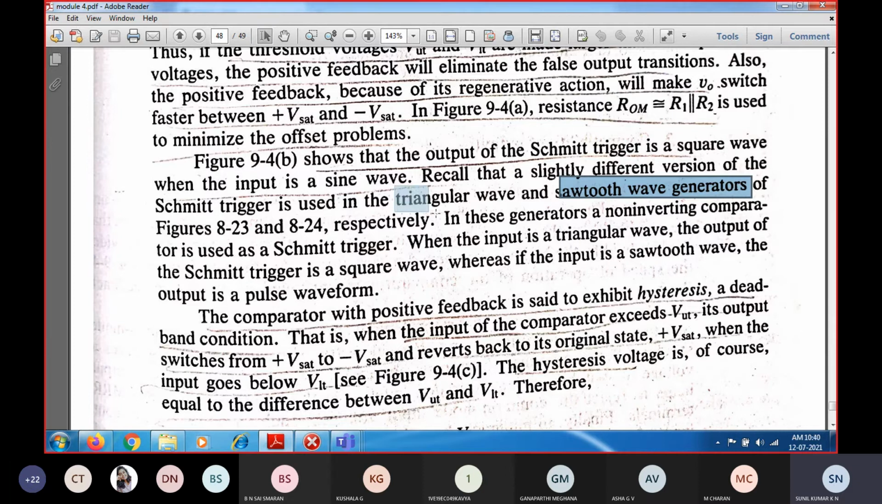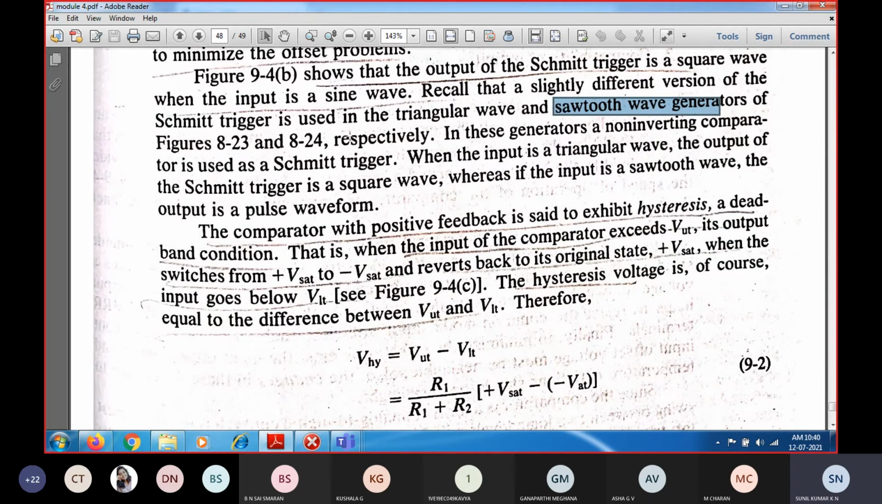Irrespective of whether it is a triangular wave or sawtooth wave, or ramp, any type of input, the output will be square. When the input is a triangular wave, the output of the Schmitt is a square wave. Even if the input is a sawtooth wave, the output is a pulse waveform, and a pulse waveform is going to be a square waveform only. So this is how it works for the Schmitt Trigger, and it is a very important thing. Any type of input, you're going to get a square.